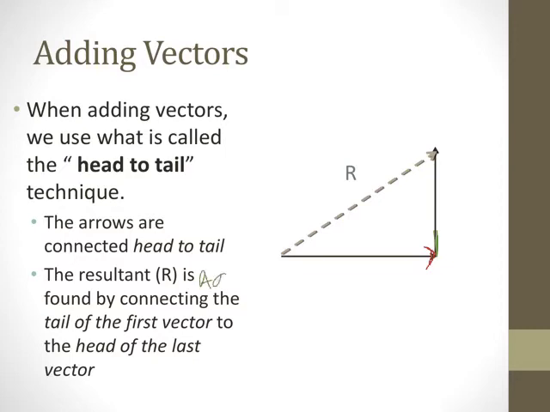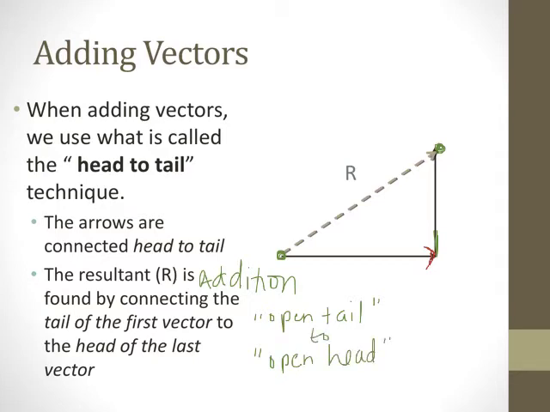Now, what you are trying to find is the addition of those 2 vectors, your resultant. The resultant always goes from the tail of the first vector, which you could call the open tail, to the head of the last vector, which you could call the open head. Adding vectors, you end up with a vector, so it has to have a direction, and it is always from the open tail to the open head.